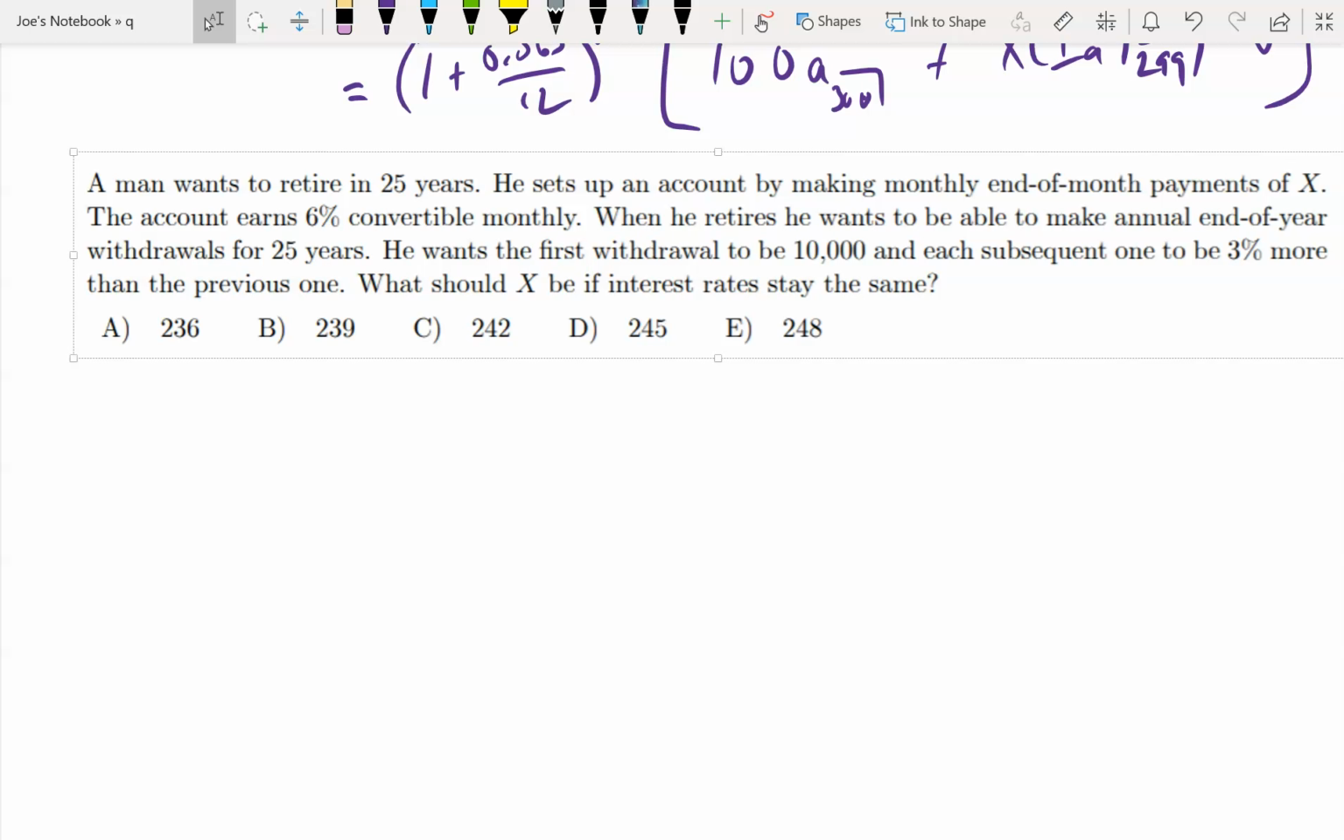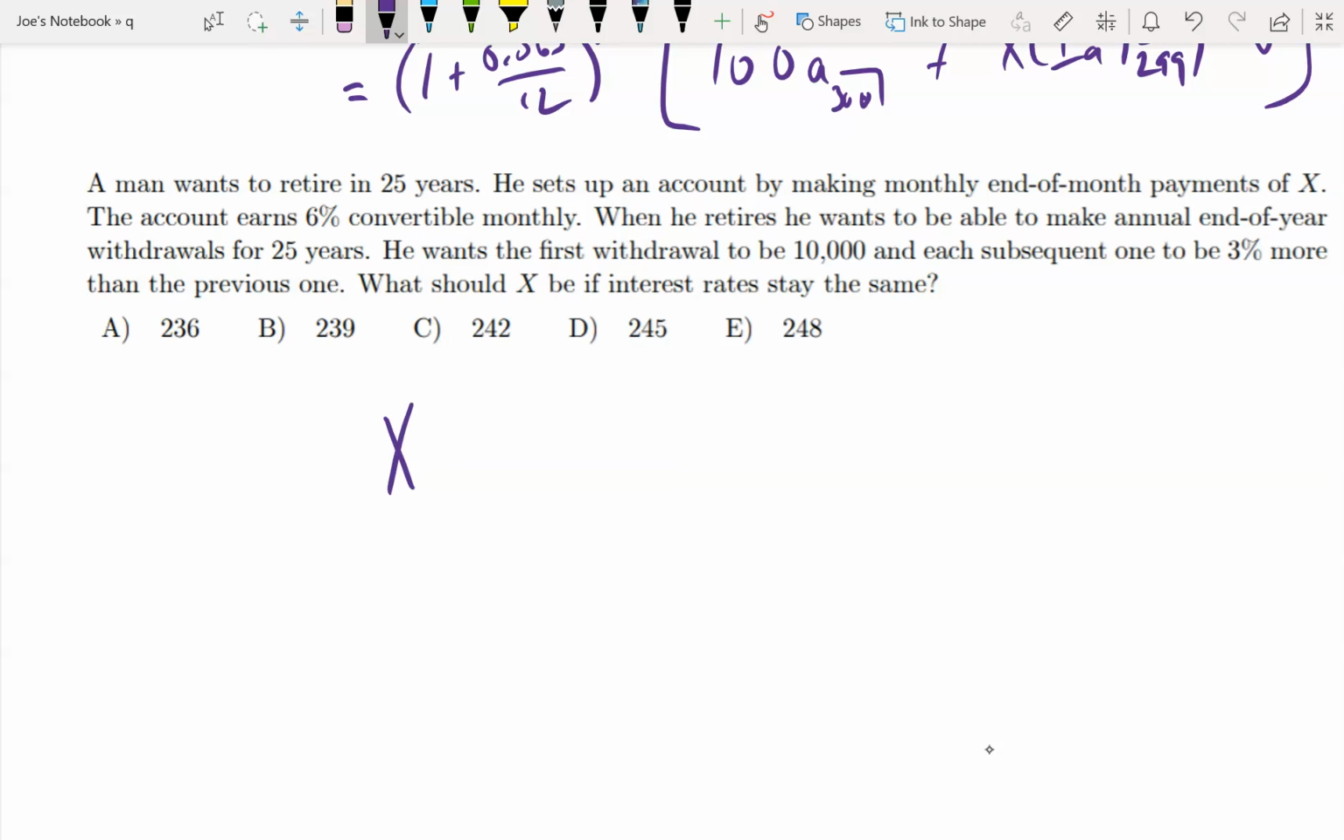He's making monthly end-of-month payments. They're all level. When he retires, he wants to make annual end-of-year withdrawals for 25 years. And he wants the first withdrawal to be $10,000 and each one to be 3% more than the previous one, because of course he does. All right. So in this case, what do we need to do? Well, I can set up the monthly end-of-month payments X, 6% convertible monthly for 25 years. He wants to buy the second annuity using the first one, right?